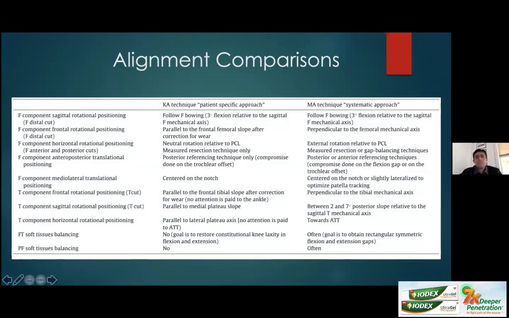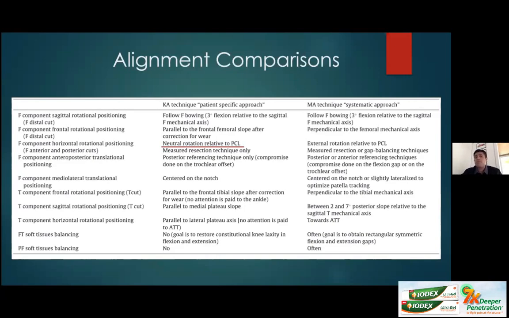So now let's compare the kinematically aligned technique to the mechanically aligned technique. So kinematic alignment, again, is a patient-specific approach. Mechanically aligned is a more systematic approach. And I'm going to highlight some of the important differences. When you're rotating the femur in your cross-sectional plane in a mechanically aligned knee, you're typically building in some external rotation compared to the posterior condylar axis, about 3 degrees of external rotation. Sometimes you vary that to 5, 7 degrees if there's a hypoplastic lateral femoral condyle to account for a valgus deformity. In a kinematically aligned knee, you're keeping that neutral rotation.